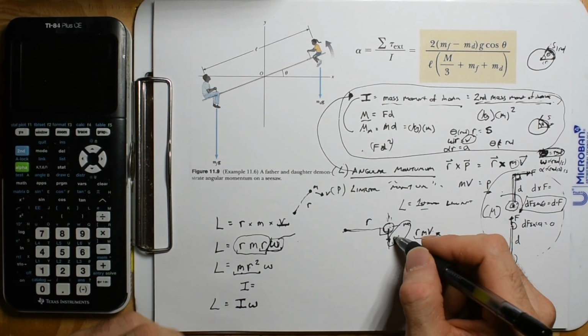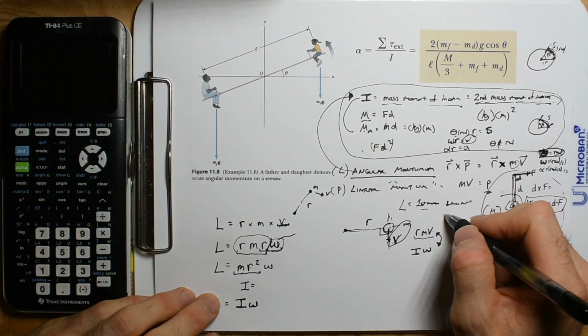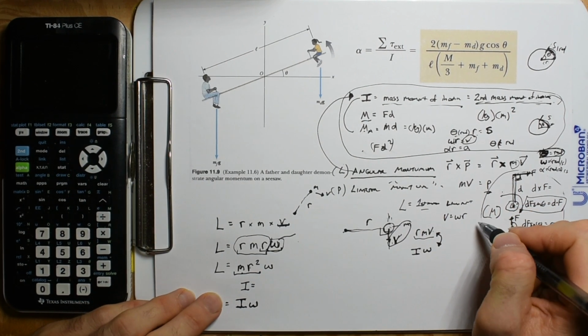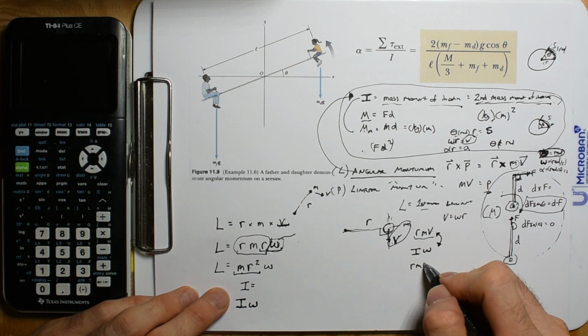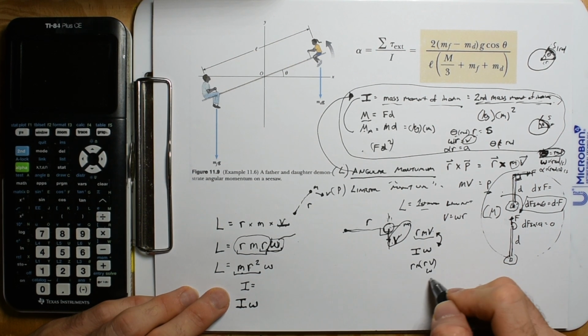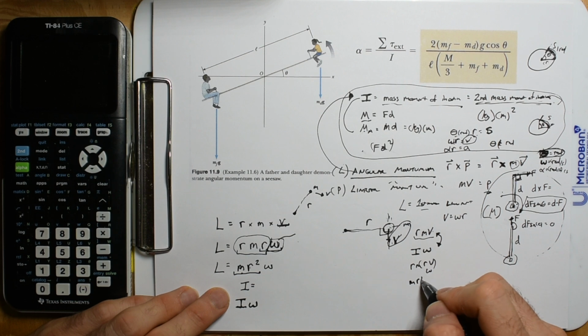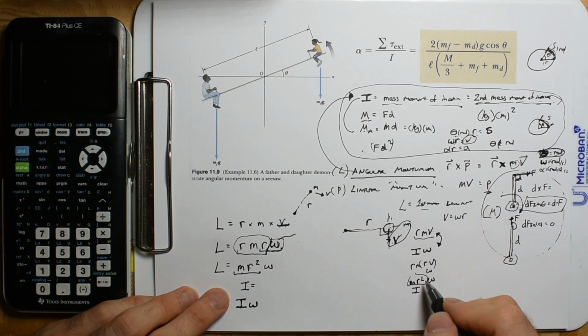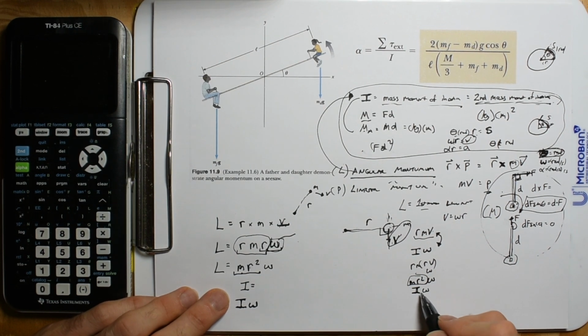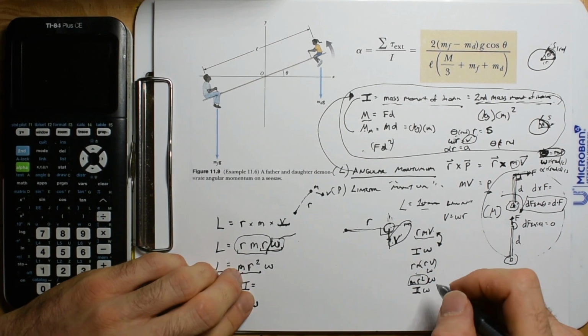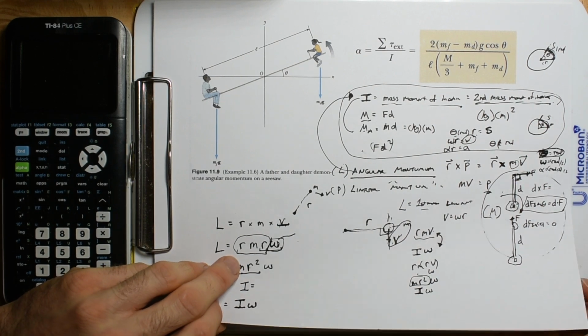But we just know that this velocity also is omega times r. And then you get the second r piece, and you get r times m times r times omega, and then you get mass times radius squared times omega. And now we're saying that this is its own property, the second mass moment of inertia, or just moment of inertia.